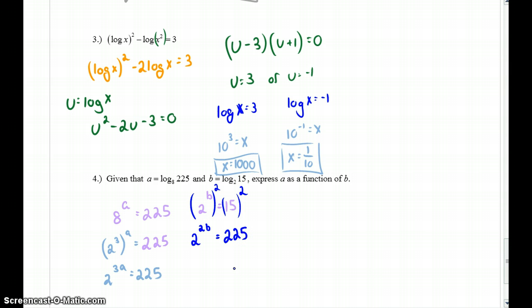Since both of these are equal to 225, this tells me that 2 to the 3a equals 2 to the 2b. And since I got them both to be base 2 already, lucky enough for me, I can just say that 3a must be the same as 2b. If I want to write one as a function of the other, I can just divide both sides by 3. I have that a equals 2/3 b.